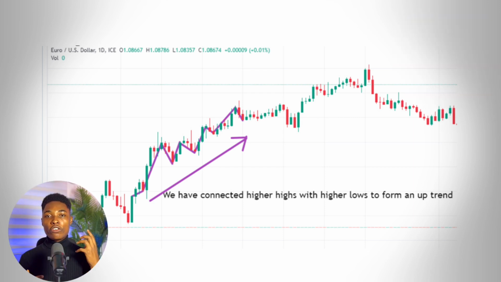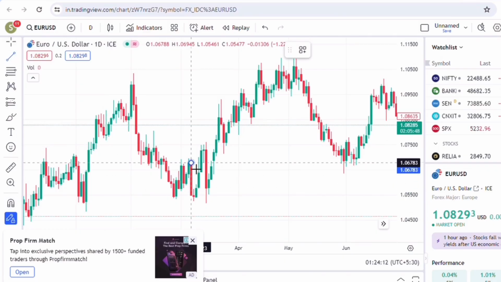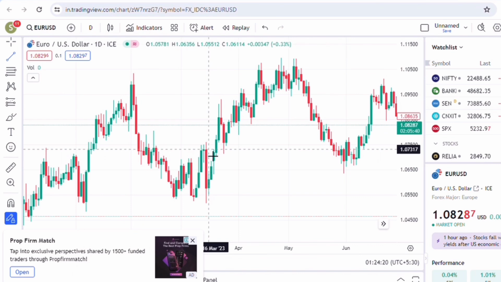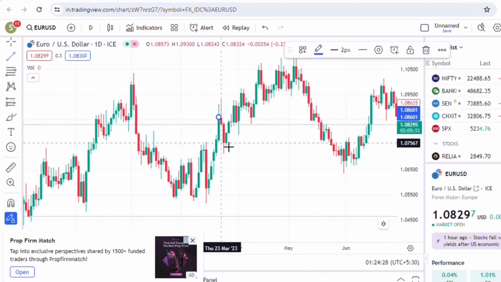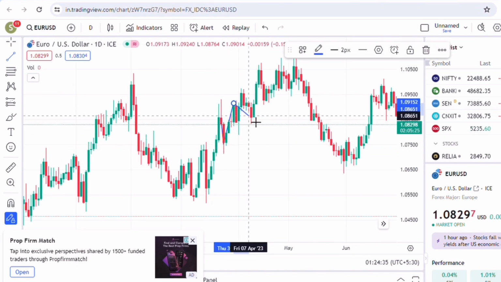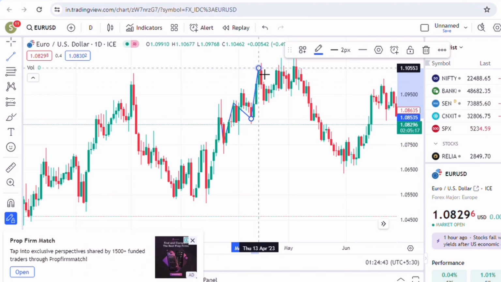This trend is always your friend, so most traders craft their market strategies around the prevailing market trend and not against it, except if they're expecting the market trend to reverse. To find an upward trend, take out your drawing tool and connect higher highs, which is the top of the green candles, to higher lows, which is the bottom of the red candles.